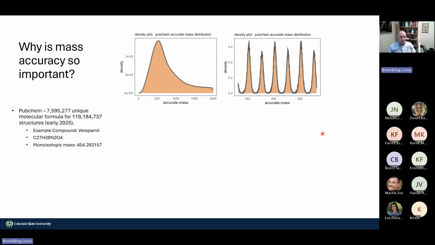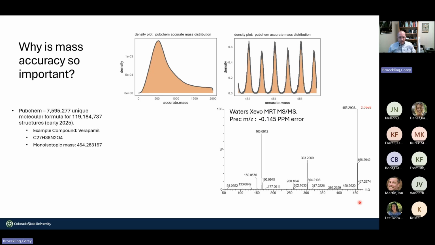And so let's look at one example. So this is a compound called verapamil, which I was able to get a spectrum from Waters from their MRT instrument pretty early in their process. This is the molecular formula, and here's the monoisotopic mass, 554.2832. So that sits right about here in that distribution. And you can see there's a lot of other things there.